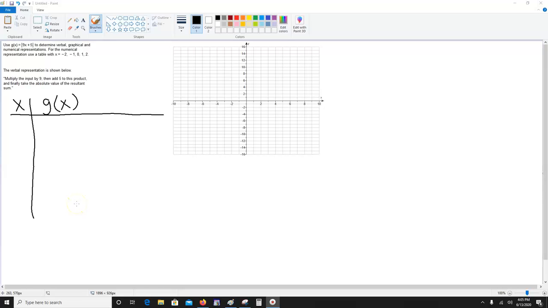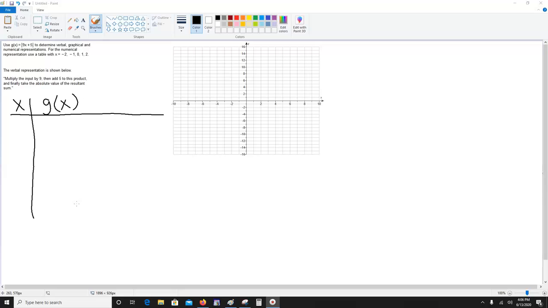Use g of x equal to absolute value of 9 times x plus 5 to determine verbal, graphical, and numerical representations. For the numerical representation, use a table with the given x values. The verbal representation is shown below.